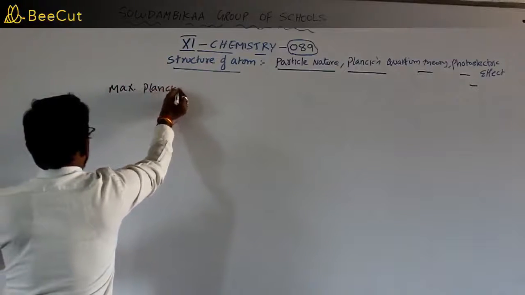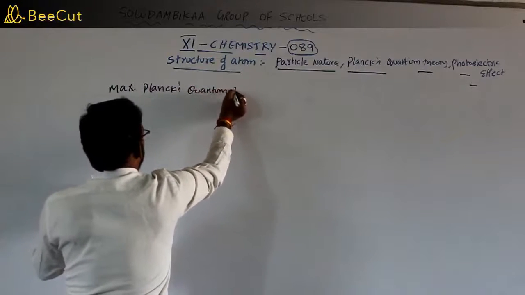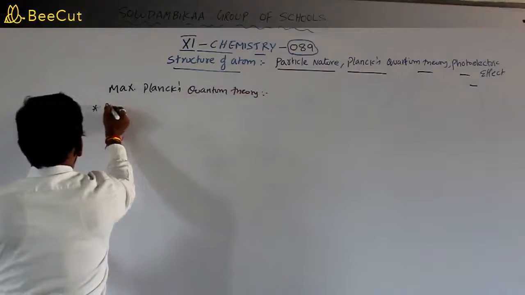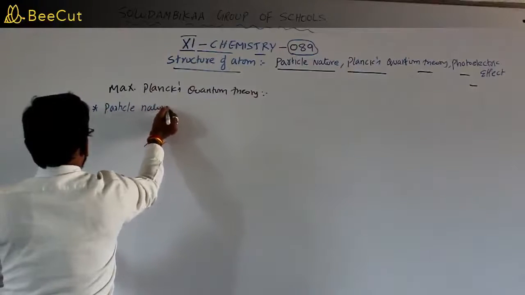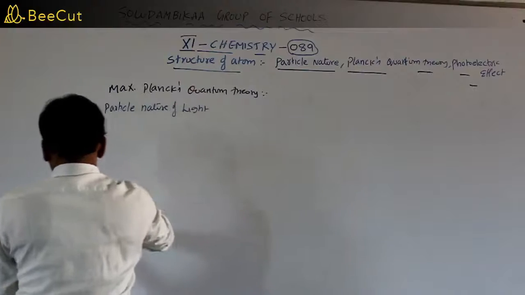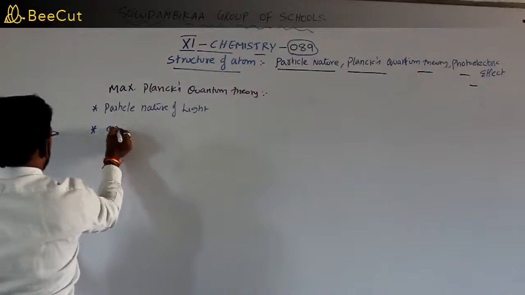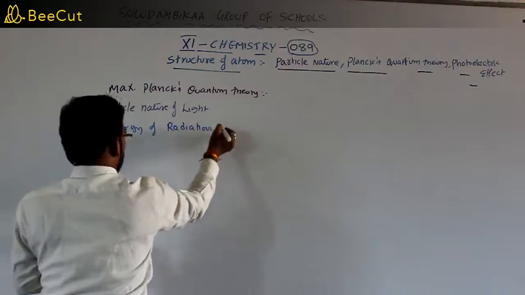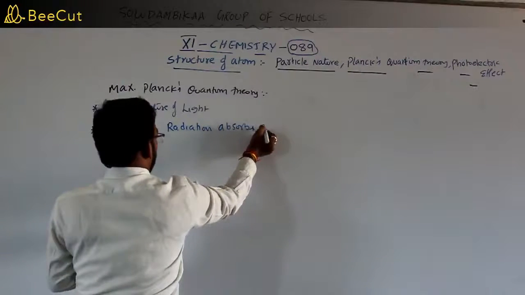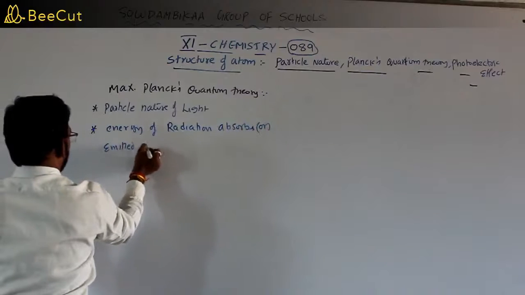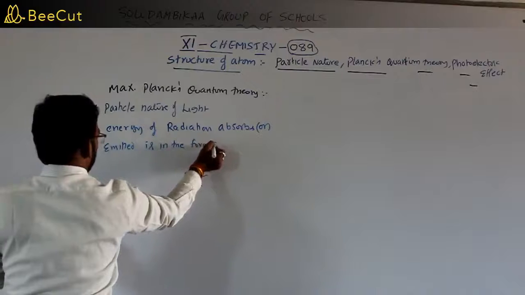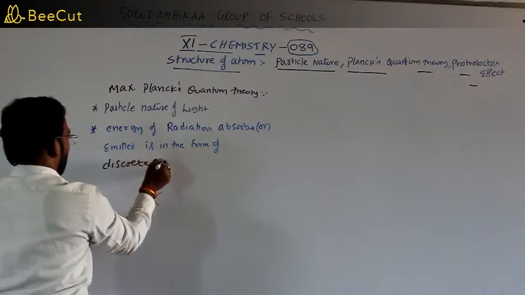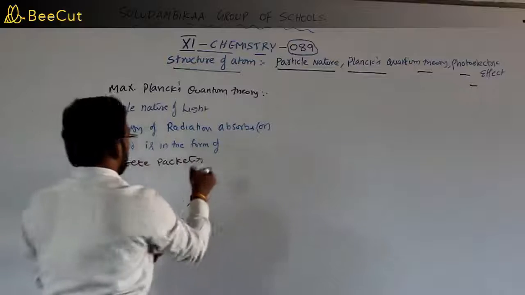Max Planck's quantum theory. He explains the particle nature of light, and also that the energy of radiation, especially black body radiation, absorbed or emitted is in the form of discrete packets, which are called quantum.